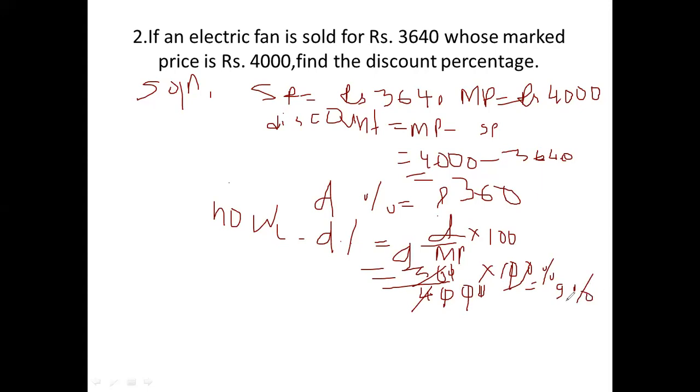Can you find question number 2? The marked price of the football and the selling price of the football are also given. Then marked price minus selling price gives the discount. If you know the discount, then you can find out the discount percent of the football also. Can you do number 2 also similarly? Yes, sir. Okay.